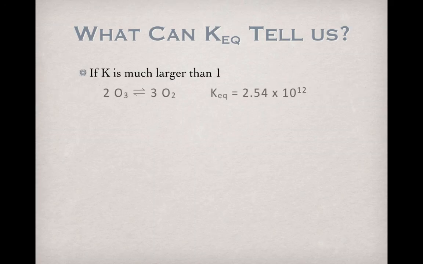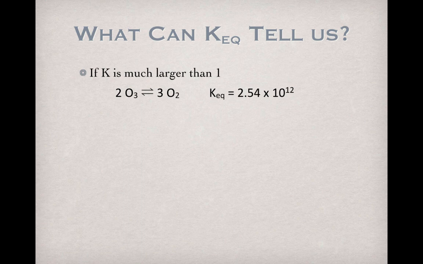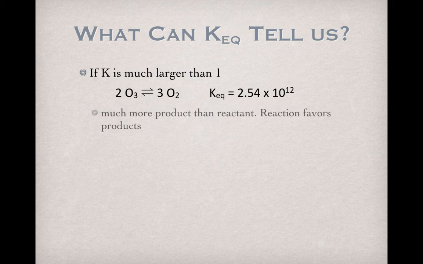What does the value of that equilibrium constant tell us? Well, it can tell us where the equilibrium lies. What can I expect to find inside my reaction vessel once that reaction reaches equilibrium? If the equilibrium constant K is much larger than 1, and here's an example of ozone turning into oxygen, it's got an equilibrium constant of 2.54 times 10 to the 12th, that's a lot larger than 1. What we're going to find in the reaction vessel at equilibrium is a lot more product than reactant. So for this type of reaction, we would say that the reaction favors the products.